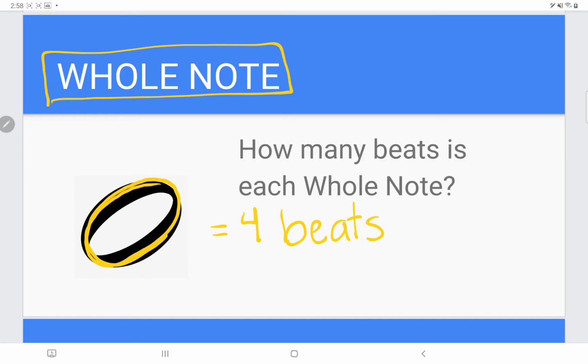So if you guys remember, my quarter note and my quarter rest were worth only 1 beat. That makes them the shortest one that we learned about today. Then my half note was equal to 2 beats, my dotted half was equal to 3 beats, and now my whole note is equal to 4 beats. That makes it the longest one that we're hearing. So if I had, let's pretend, 2 whole notes, and I was putting them together, then I would be adding 4 beats plus 4 beats, and that would get me 8 beats.